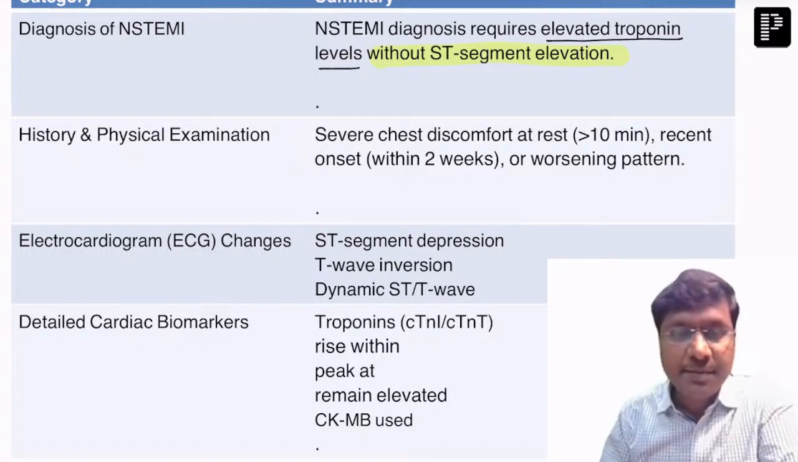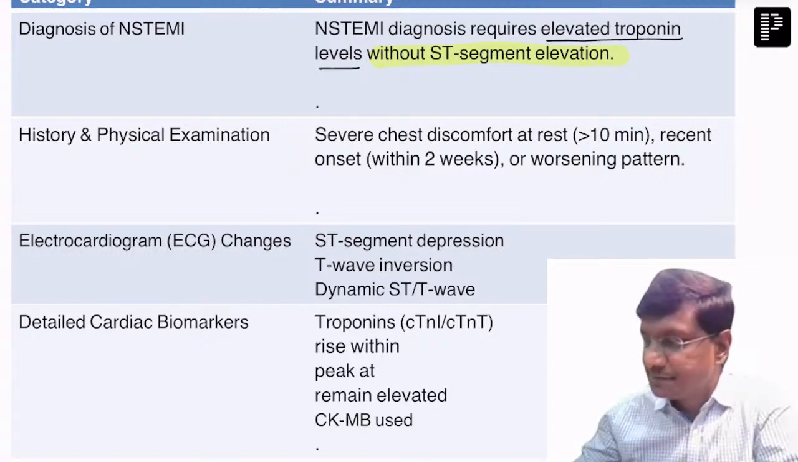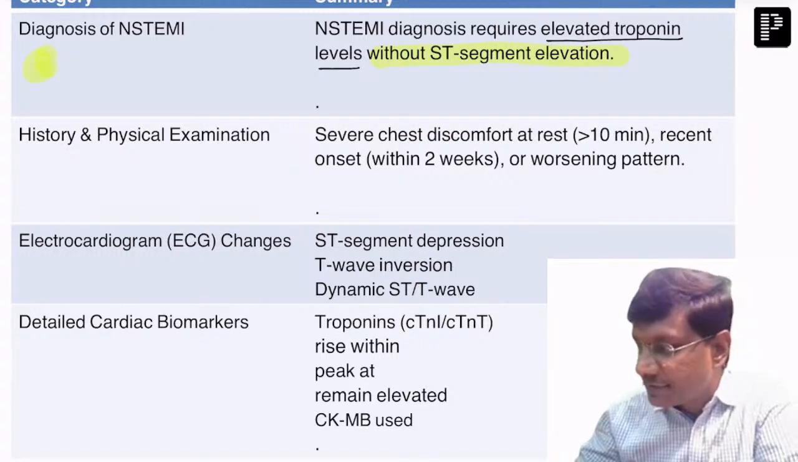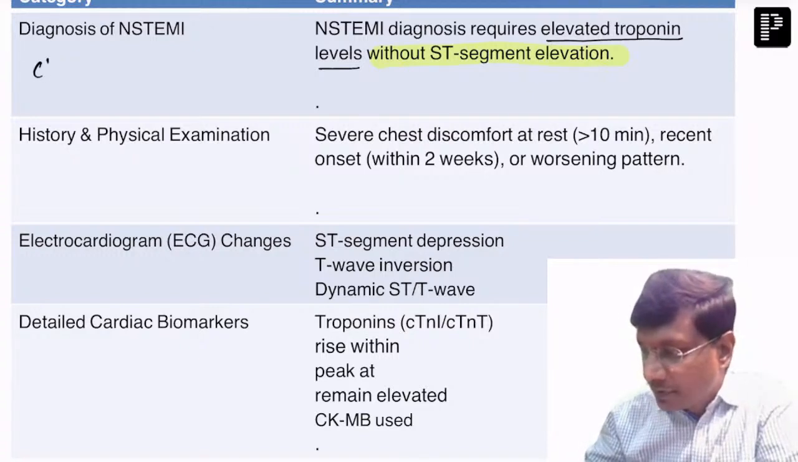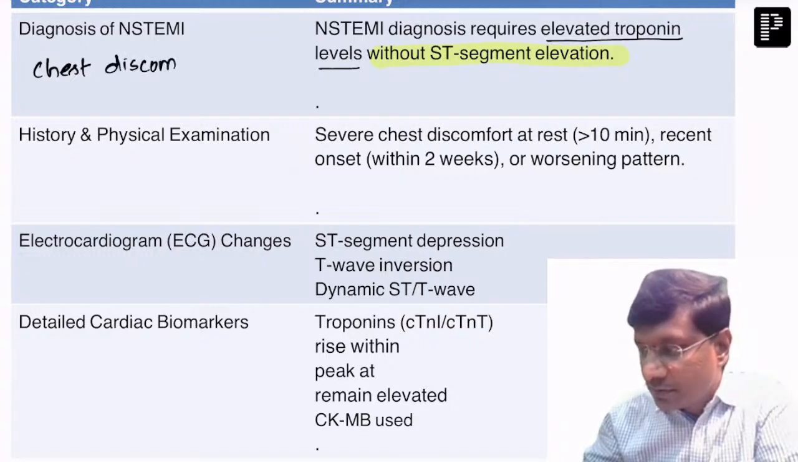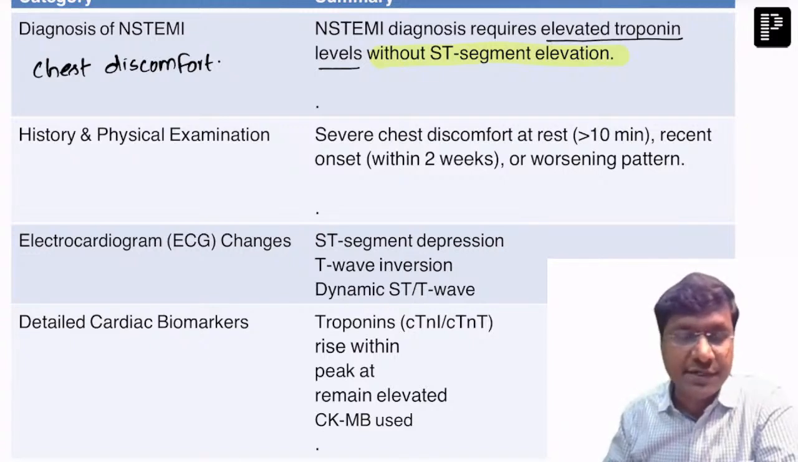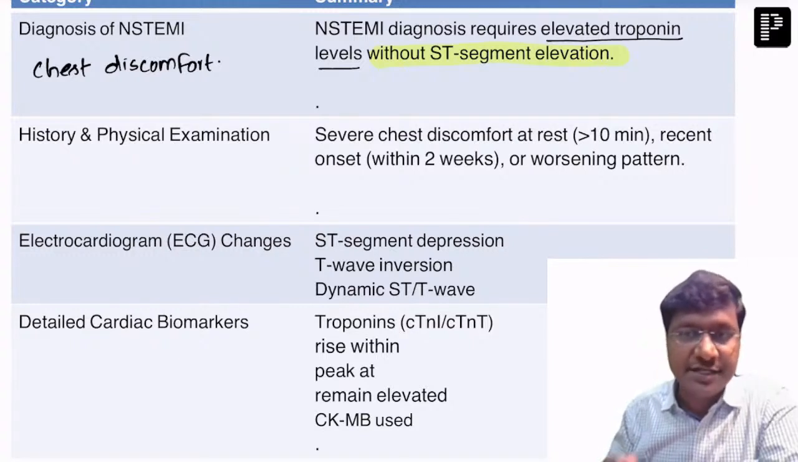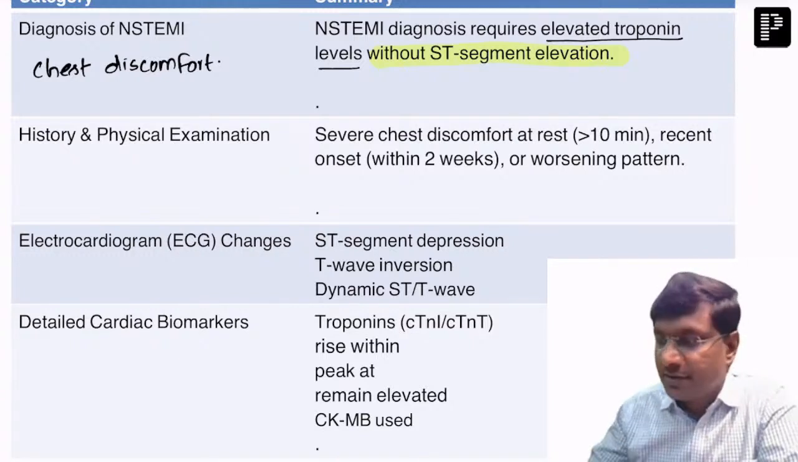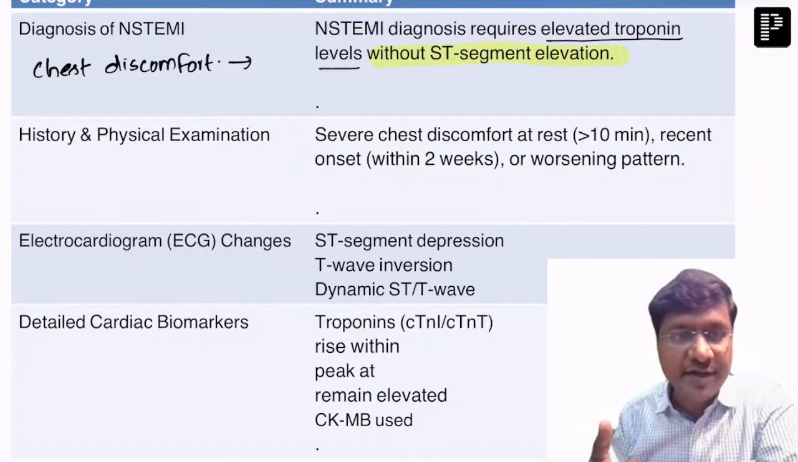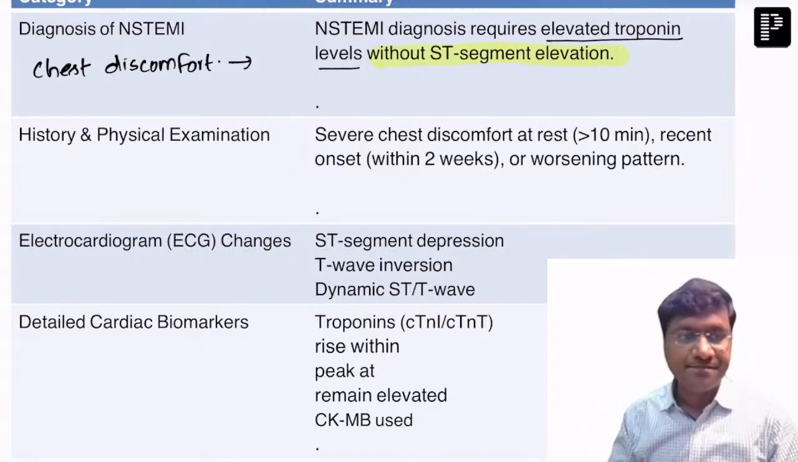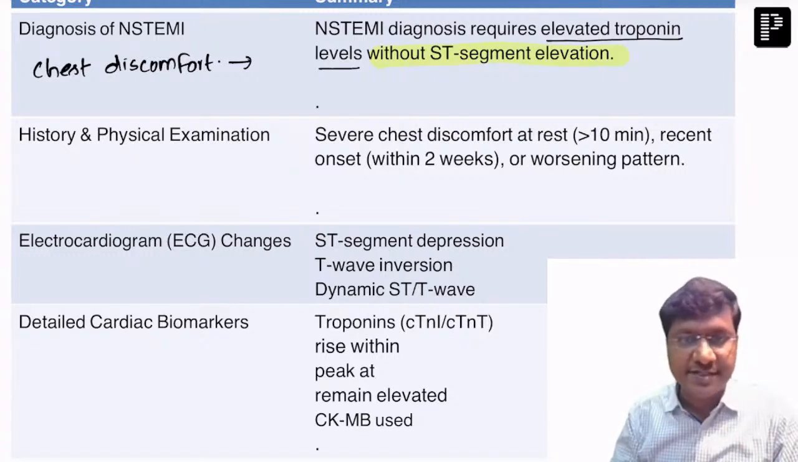And the clinical presentation: these patients present with chest discomfort. Chest discomfort is the common presentation in all forms of coronary artery disease, either unstable angina, NSTEMI, STEMI, stable angina, or Prinzmetal angina. Usually it will be a radiating pain, and this chest discomfort will be radiating to the left arm, shoulder, neck, or even to the jaw as well. That is what you'll observe in case of NSTEMI.